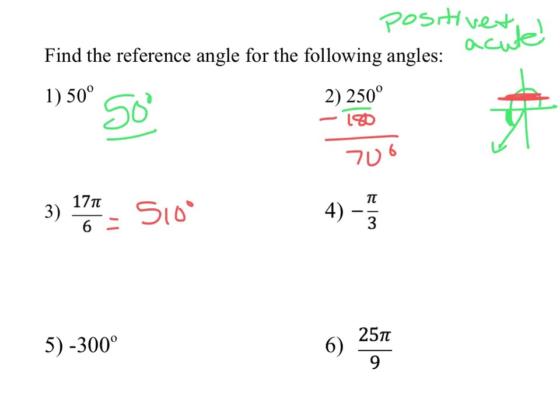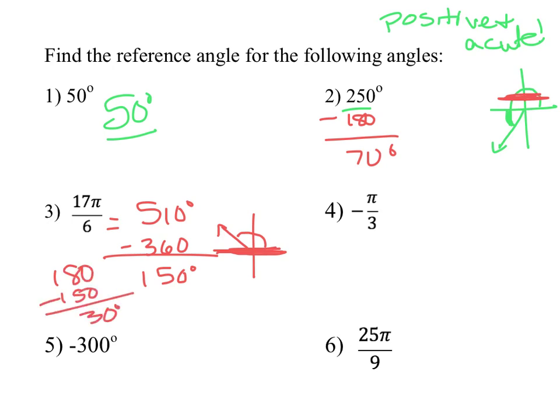All right, you want to get an angle that's between 0 and 360 to do reference angles. It's just easier. So find a coterminal angle that's between 0 and 360. Subtract 360 or add 360 as many times as you need to for that to happen, and you get 150 degrees for this one. So 150 degrees is over here in quadrant 2. The closest x-axis is the 180 degrees x-axis. So I do 180 minus 150, and 30 degrees is my reference angle.